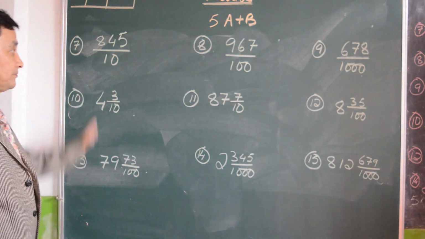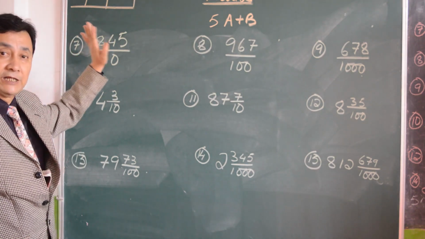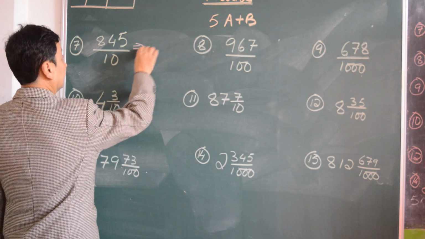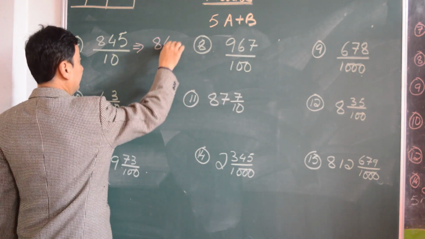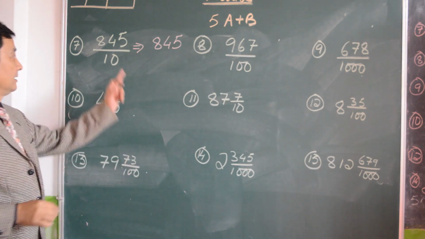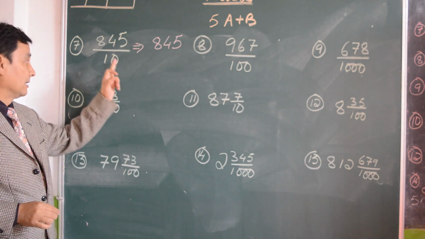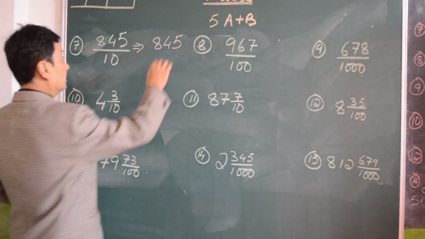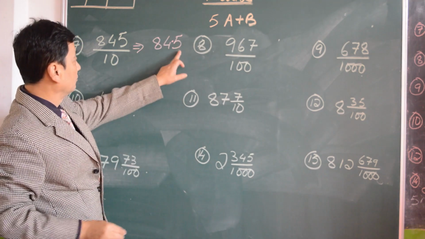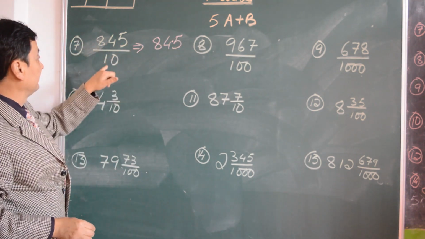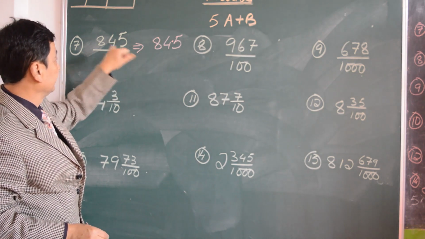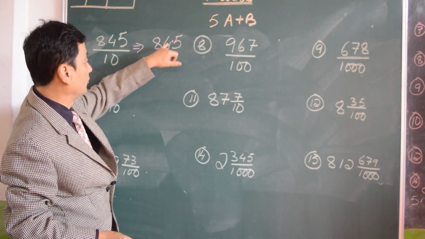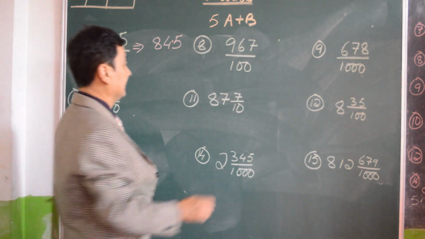Now let's do it. So this is an improper fraction. We'll keep it as an improper fraction. So equals, write the same number, 845. Down below, how many zeros are there? 1. And this 1 changes into a point. 845 tenths. Okay? When we convert that into decimals, it will be 84.5.